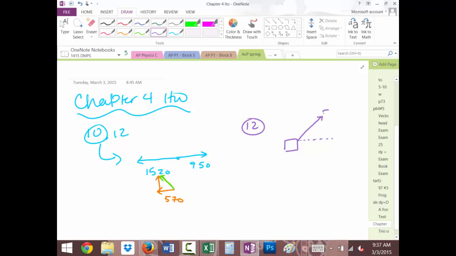5 newtons. So these problems are very similar to the ones that we did in chapter 3. Just instead of having a vector that's a velocity or a displacement or something, now we just have vectors that are measured in newtons, so they are what? They're forces, right? They're forces.